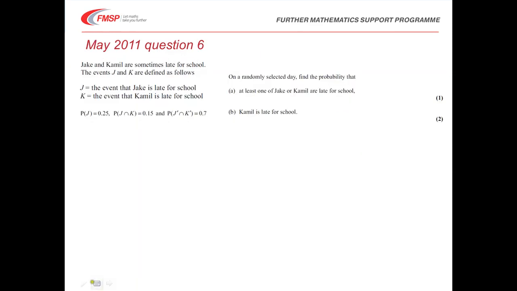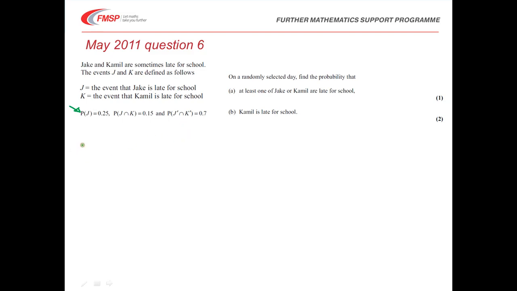Okay, so over to another question now about Jake and Camille, who are sometimes late for school. And we're told what J and K are. J is the event that Jake is late for school, K is the event that Camille is late for school, and we're told some information. It is incredibly tempting to now draw a Venn diagram, and that is perfectly fine. The question doesn't ask you ever to draw a Venn diagram, okay? But you can, if you wish, and we'll talk about that in a minute.